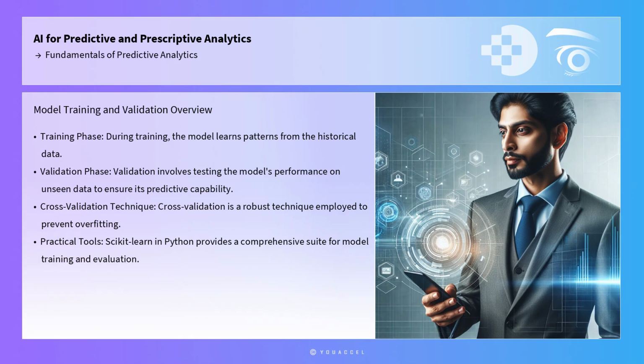The model selection process is closely followed by training and validation. During training, the model learns patterns from the historical data, while validation involves testing the model's performance on unseen data to ensure its predictive capability. Cross-validation is a robust technique employed during this phase to prevent overfitting, which occurs when a model learns the training data too well and fails to generalize to new data. Practical tools such as scikit-learn and Python provide a comprehensive suite for model training and evaluation, facilitating processes like cross-validation, hyperparameter tuning, and model comparison.